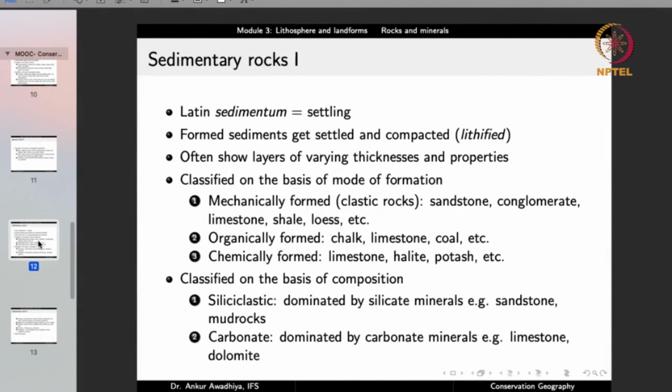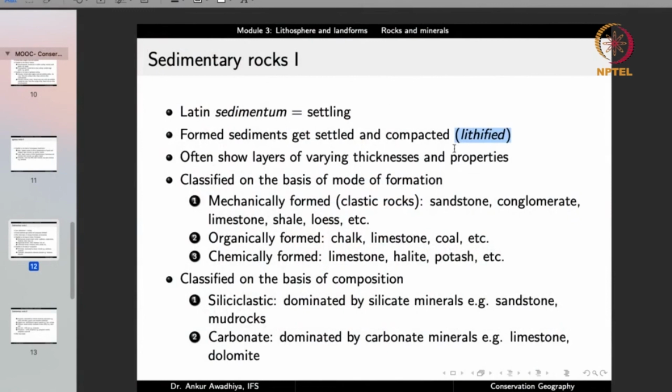Now, the next category of rocks is sedimentary rocks. The term is derived from the Latin word sedimentum, which means settling, and they are formed when sediments get settled and compacted in a process known as lithification. Now, lithification: lithos is rock, and lithification means rock formation. So in this case, the sediments are getting settled, they are getting compacted, and they are converting into a rock.